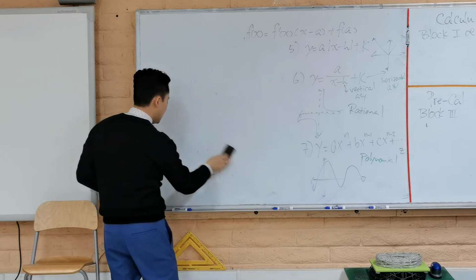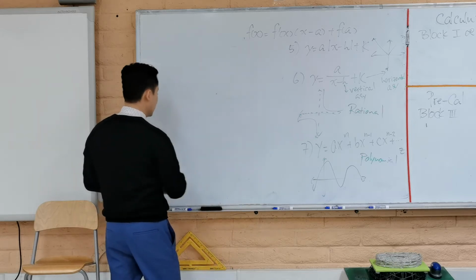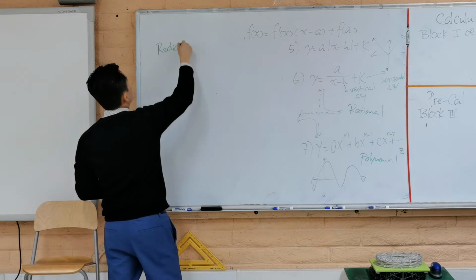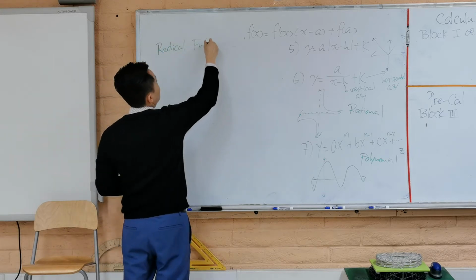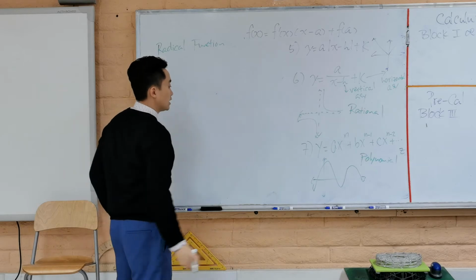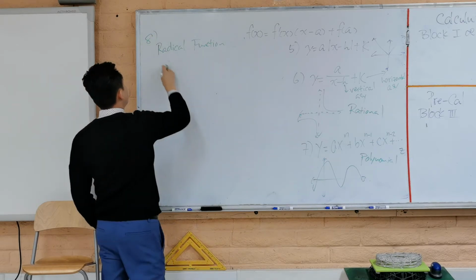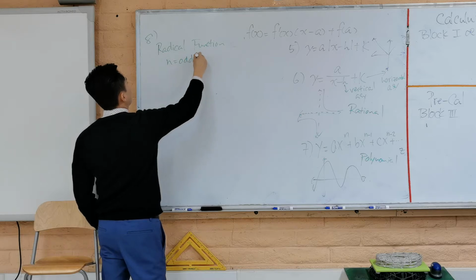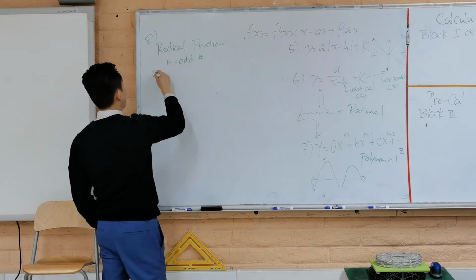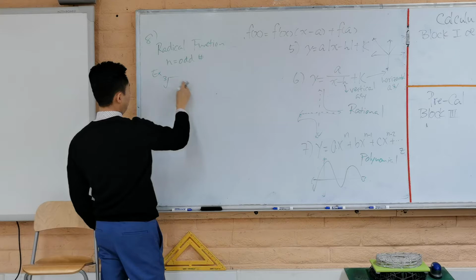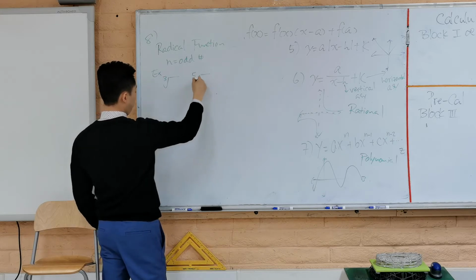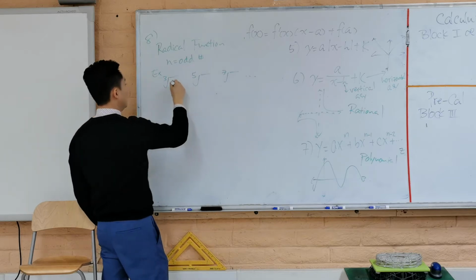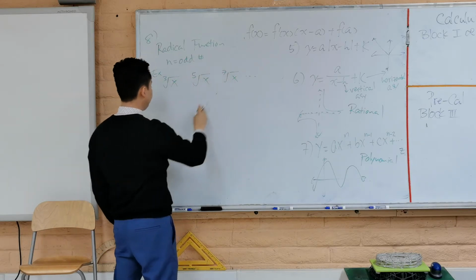So let's talk about the odd root. Let's say we do have a radical function, and that's number 8. Let's say that n is considered an odd number. For example, we do have the cube root, 5th root, 7th root, and so on and so forth. Again, with the variable x.